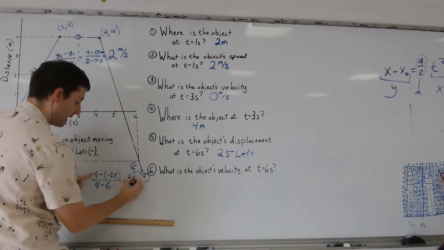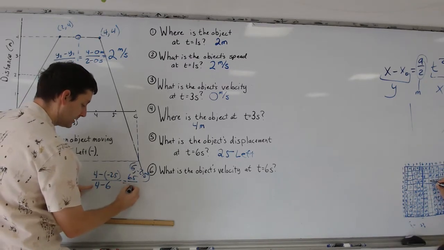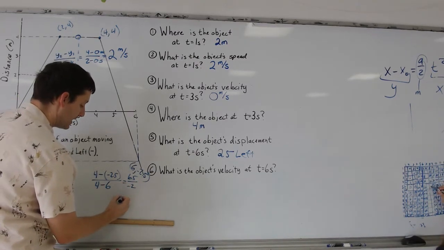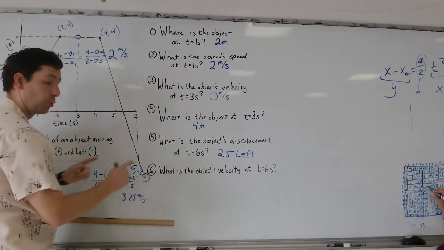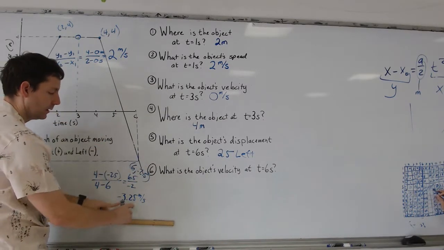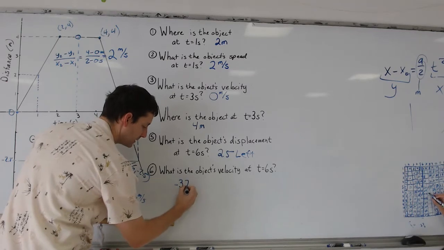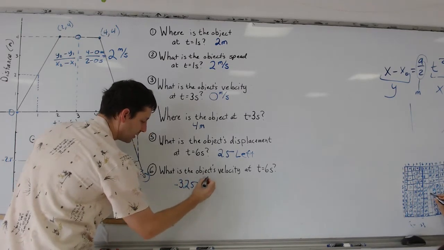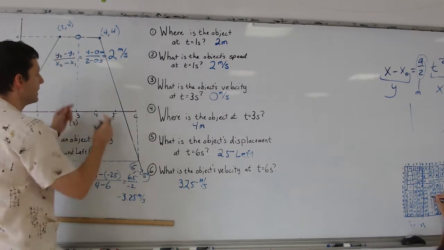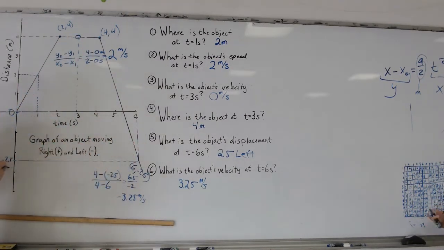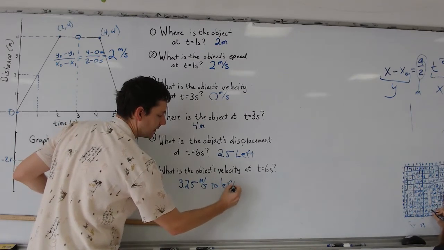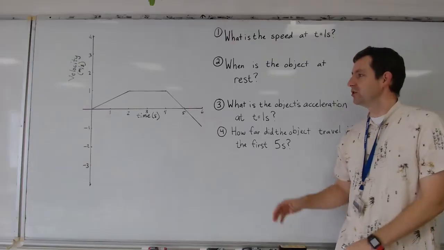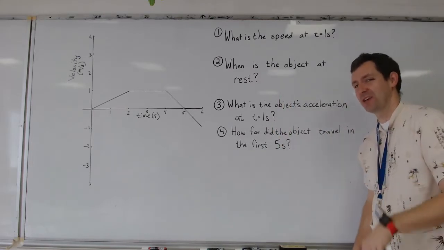So I end up getting 4 minus -2.5, that would be 6.5, over 4 minus 6, which is -2. When I work that out, I get -3.25 meters per second. So what is the object's velocity? Well, it's -3.25 meters per second. But because it's negative, it means that it's moving back over to the negative side, which is the left side. So I can tell that it's 3.25 meters per second to the left. And that's our answer.